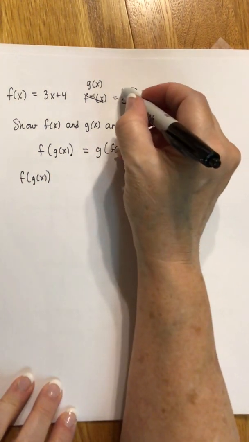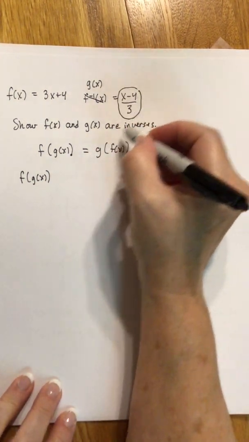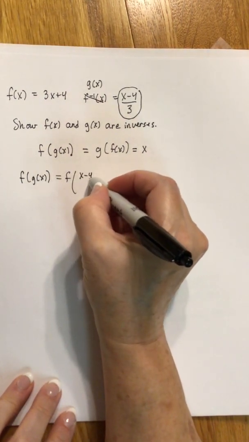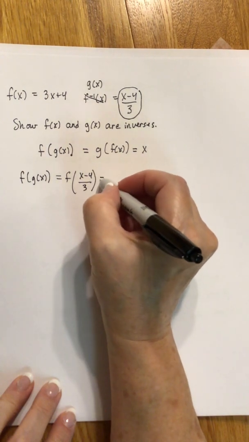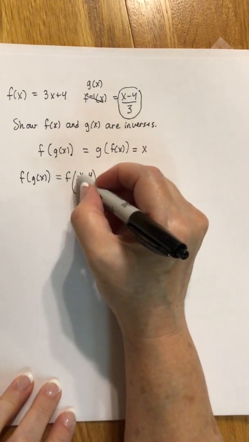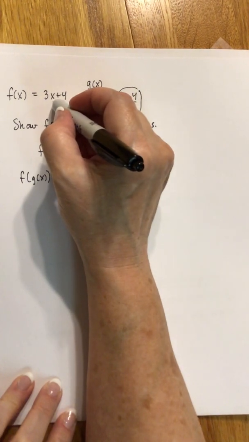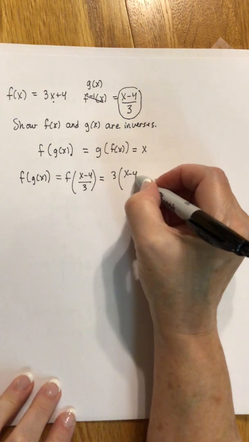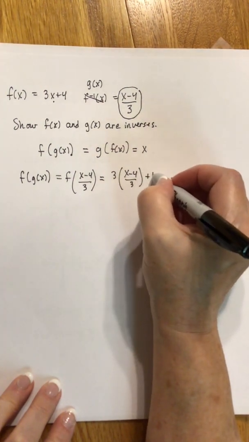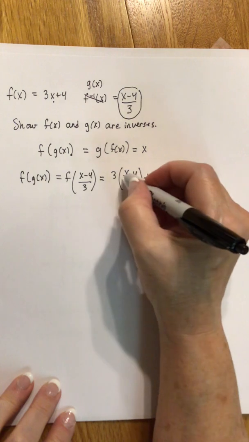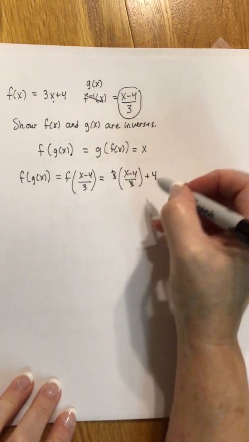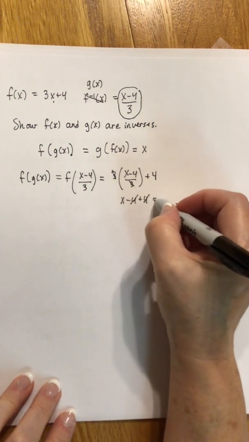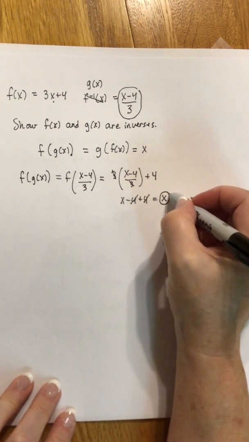So this is g of x. I'm putting that in for g of x, and I get f of (x minus 4) over 3. But now this is the input into f, so I have to plug it in for the input of f. So this is going to be 3 times (x minus 4) over 3, plus 4. When I multiply, the 3's cancel out, and I get x minus 4 plus 4. These add to be 0, so I get x. That's a good thing because we wanted it to come out to be x.